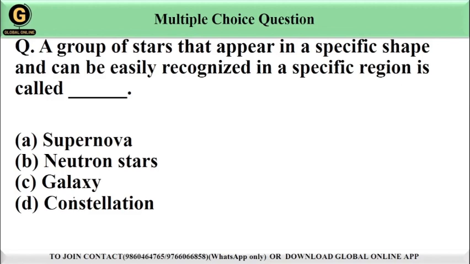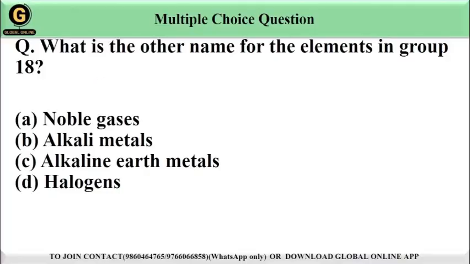These patterns are often named after mythological figures, animals or objects. Supernova, neutron stars and galaxies refer to different astronomical phenomena, not a specific star grouping that can be easily recognized in the sky. So the correct option among the given options is option D, constellation. Let's move on to the next question.